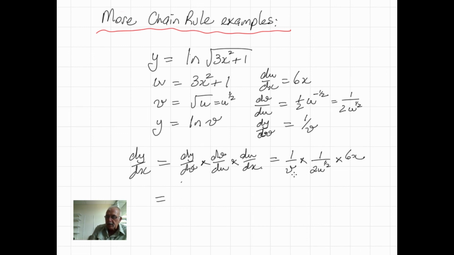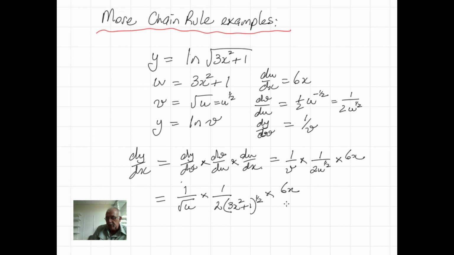Got to do a back substitution. What do we make v equal to? v is equal to the square root of u. So we've got 1 over square root of u times 1 over 2. Now this will be u. u is equal to 3x squared plus 1 to the half times 6x.